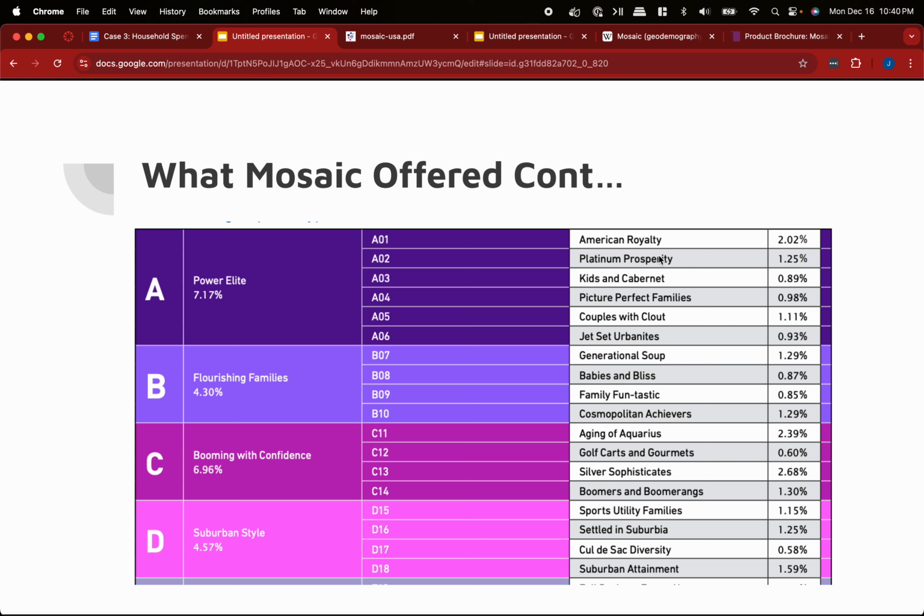are more specific. So jet set urbanites versus couples with clout, one of the things would be the determination of where their residence is, how much their home value is in relation to their zip code and in relation to nationwide, their income level, their education level, children versus non, etc., etc. It's an extremely extensive classification system.